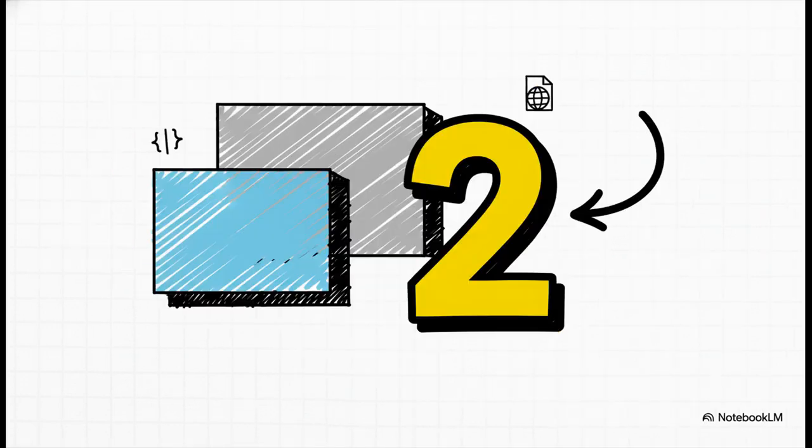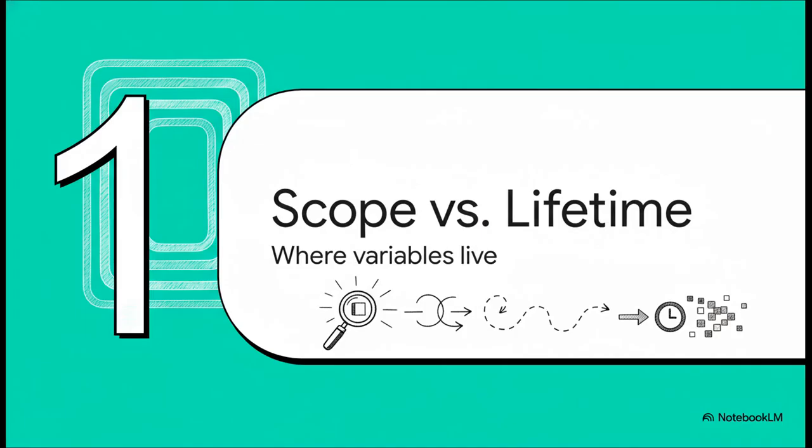And the answer is 2. Now, if you guessed 1, don't worry, you have just stumbled into one of the most common pitfalls in C. So why? Why does the program pick the 2 instead of the 1? To really get that, we need to pull back the curtain on 2 core C concepts. And the 2 ideas that unlock this whole thing are scope and lifetime.